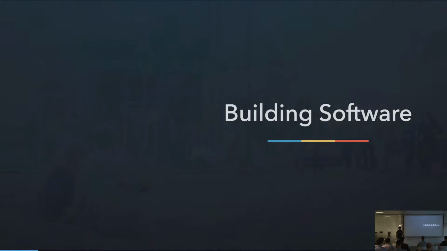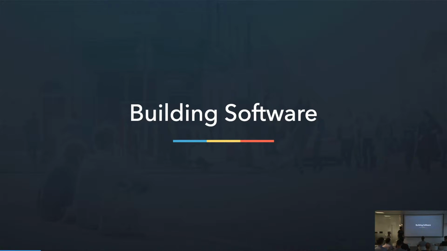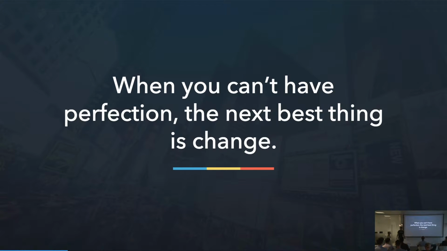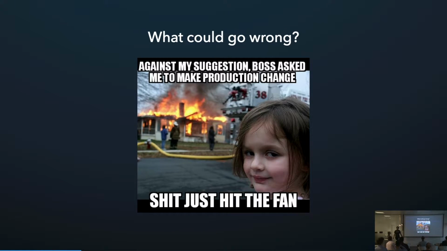For those of you that didn't make it to our meetup where we talked about content modeling, I'm going to spend a couple minutes giving you the TLDR of that talk, or the TLDS, too long didn't see. With building software, nobody gets it right the first time. I've probably done it once or twice, but I've never written code and had it compile immediately without having to fix bugs. And I've never made a database in a certain way where that was perfect. So when you can't have perfection, the next best thing you can have is change. What could go wrong when the boss asks you to make a production change on Friday?